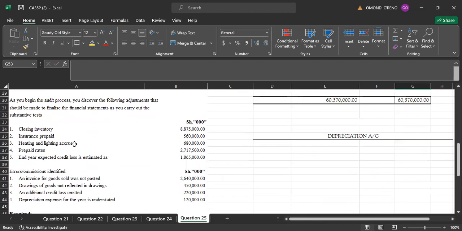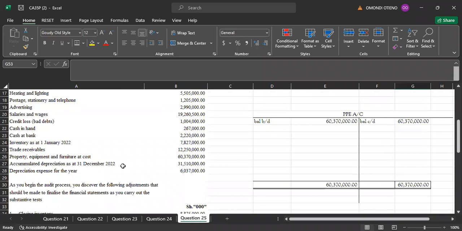If you look at this, we have accumulated depreciation as at 31st of December 2022. So this figure entails the depreciation expense of the current year plus the depreciation expenses of previous years. So are we able to get the real depreciation expense of the current year? When we get that and deduct it from this, we will be able to get the accumulated depreciation at the beginning of the year. 31,500, that is what Madhya is telling us. So we are yet to get it.